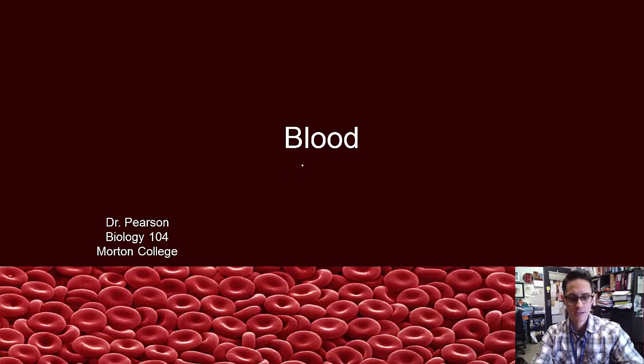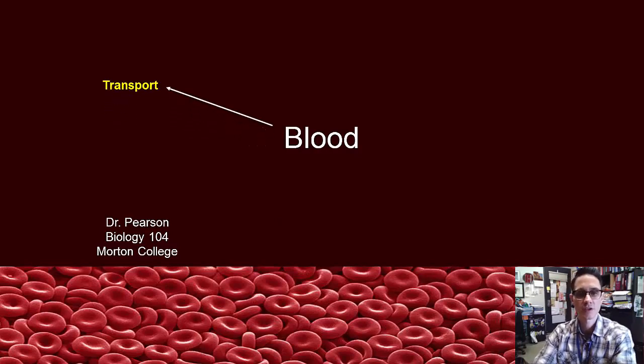So when we think about the blood, what comes to mind, right? This kind of red substance that every time we cut ourselves oozes out of our skin. But the blood really provides many important functions for the human organism. So let's go ahead and take a look at a couple of those.